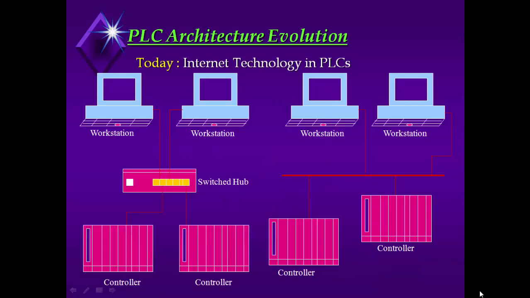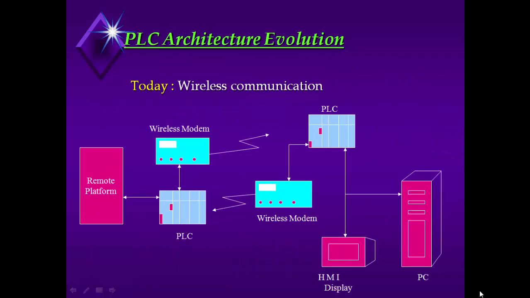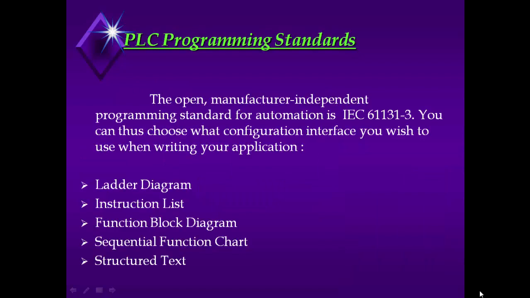Today, the PLC architecture evolution uses internet technology in PLC and wireless communication. PLC programming standards: the open manufacturer independent programming standard for automation is IEC 61131. You can choose what configuration you wish to use when you're writing your application, and it takes care of instruction list, ladder diagram, function block diagram, structured text, sequential function chart, and thank you all.